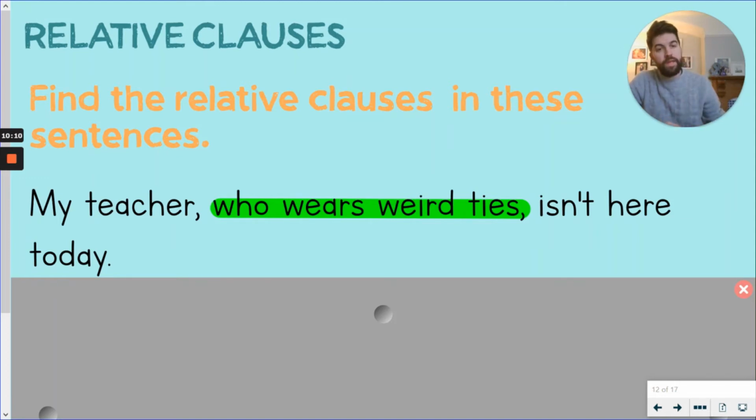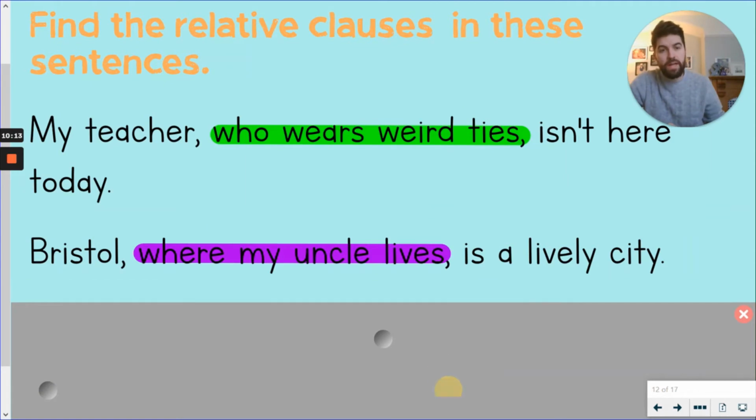The next one, Bristol, where my uncle lives, is a lively city. The relative clause is where my uncle lives. The main clause is Bristol is a lively city, and we've stuck the relative clause into the middle there, where my uncle lives. It gives us more information about the city of Bristol. It tells us more about it.